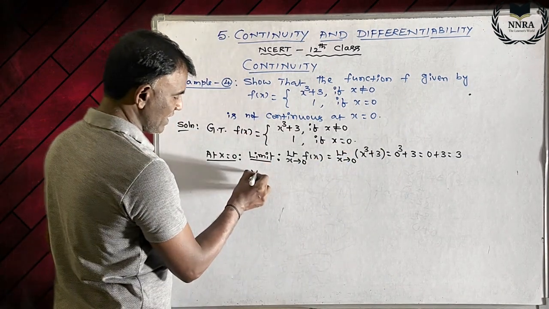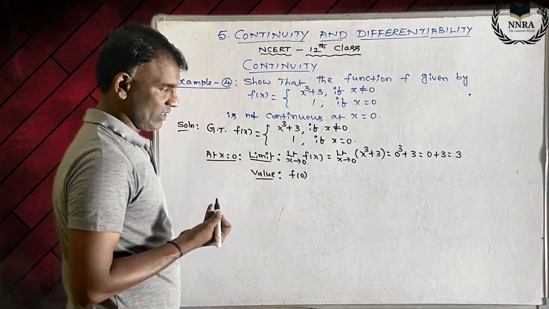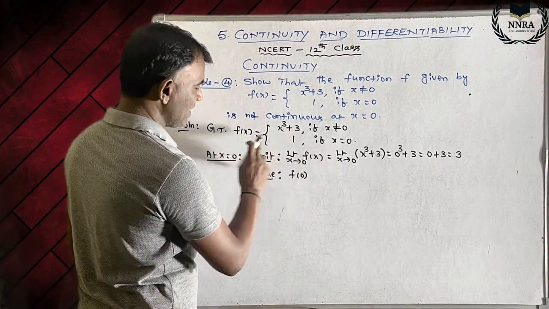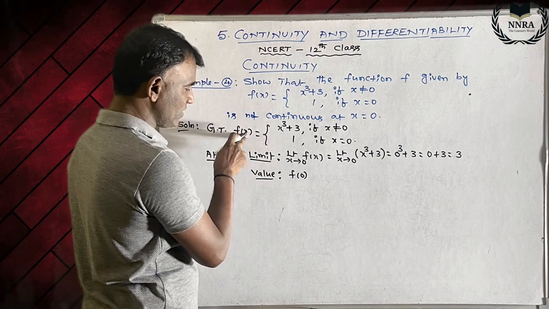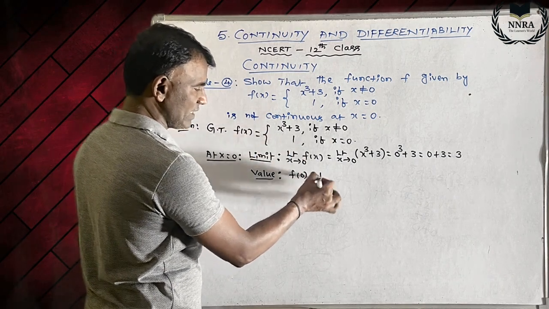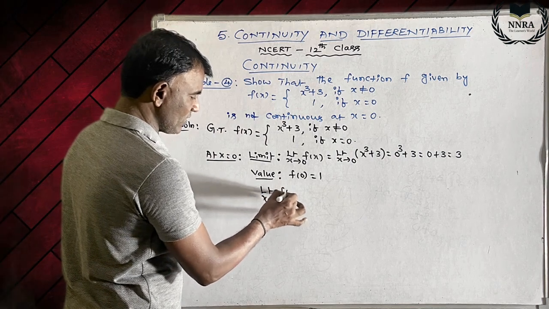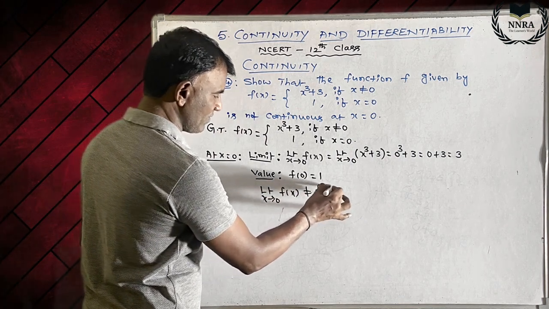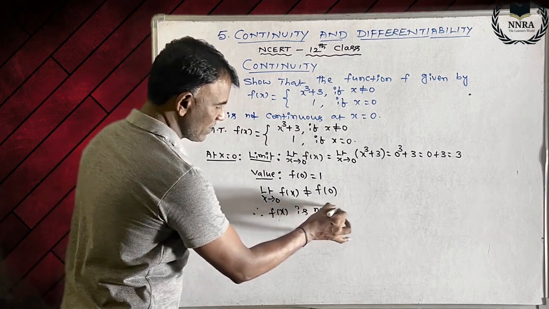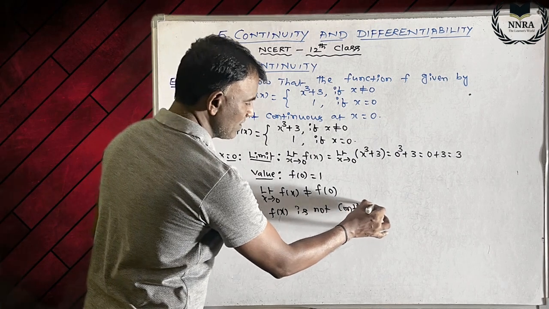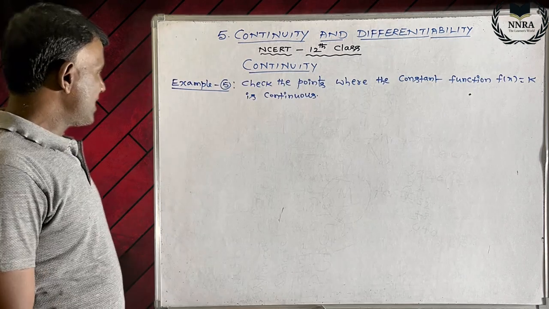And coming to the second one, what is that? Value. So it is f(0). What is the functional value here? f(0), x = 0, f(x) = 1. Then if we substitute 0 here, f(0) is equal to 1. But what is the relation between these two? Limit x tends to 0 of f(x) is not equal to f(0). Therefore, f(x) is not continuous at x = 0. That is the answer. This is example number 5.